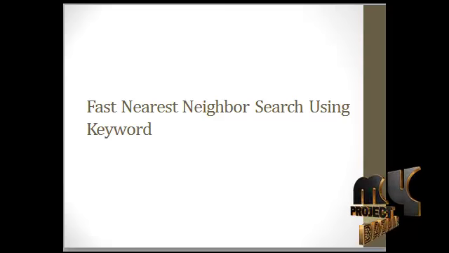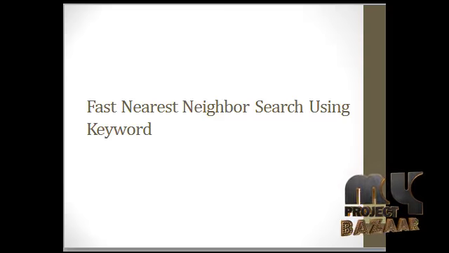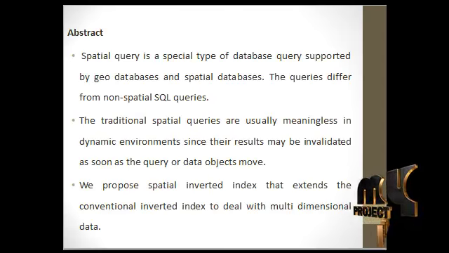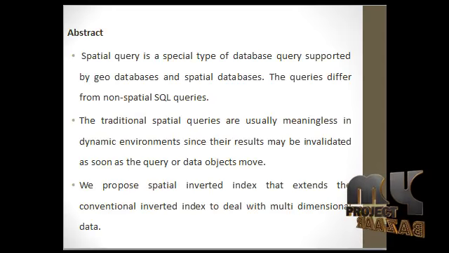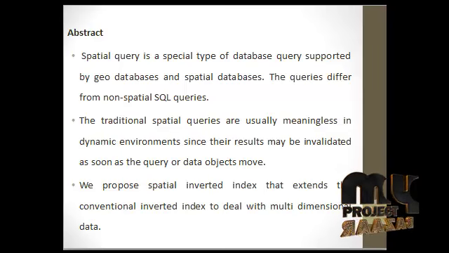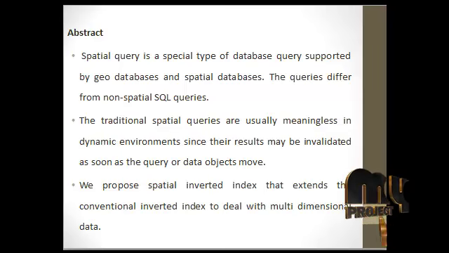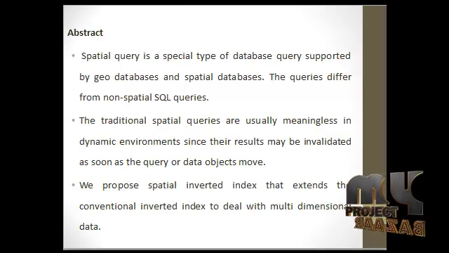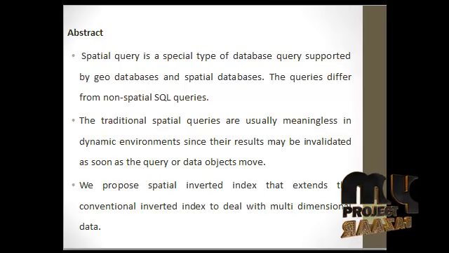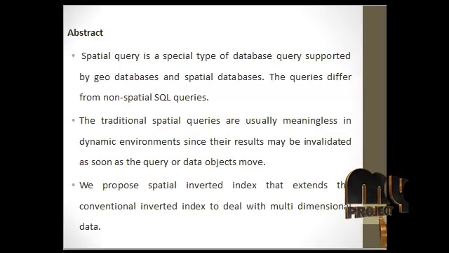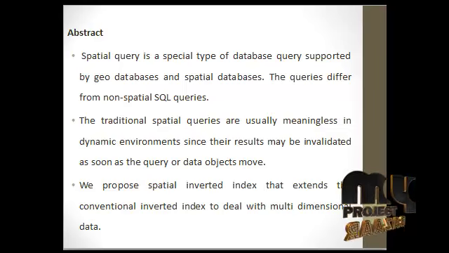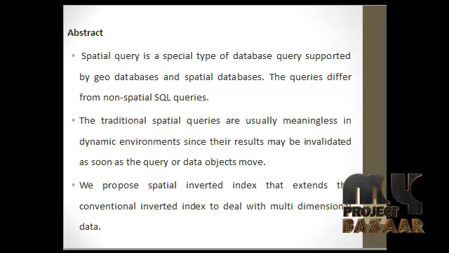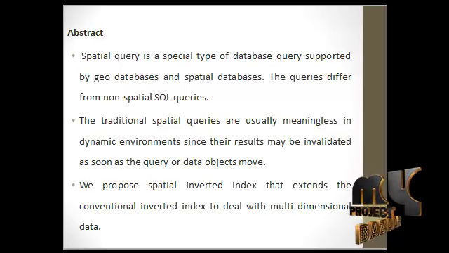Now let me discuss fast nearest neighbor search using keywords. Now let me discuss the abstract. Today many modern applications call for novel forms of queries that aim to find objects satisfying both a spatial predicate and a predicate on their associated text. For example, instead of considering all restaurants, a nearest neighbor query would instead ask for the restaurant that is the closest among those whose menus contain steak, spaghetti, and brandy, all at the same time.